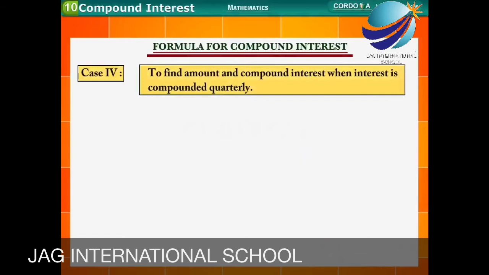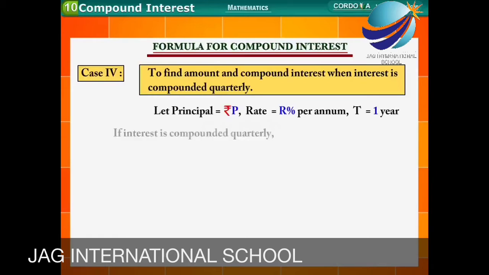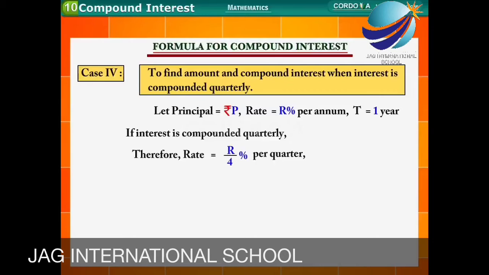Case 4. To find amount and compound interest when interest is compounded quarterly. Let principal be rupees P. Rate is equal to R% per annum, T 1 year, if interest is compounded quarterly. Therefore, rate is equal to R upon 4% per quarter. Time is equal to 4T quarters. Amount is equal to P into 1 plus R upon 4 into 100 raised to the power 4T.